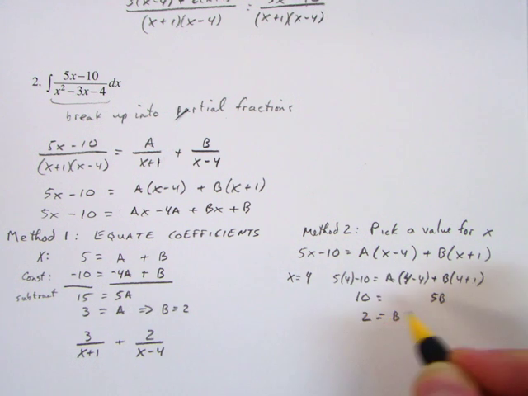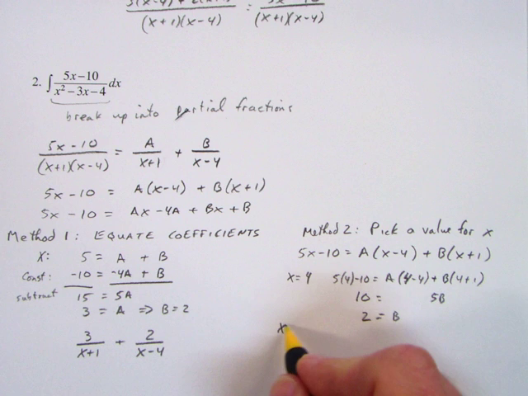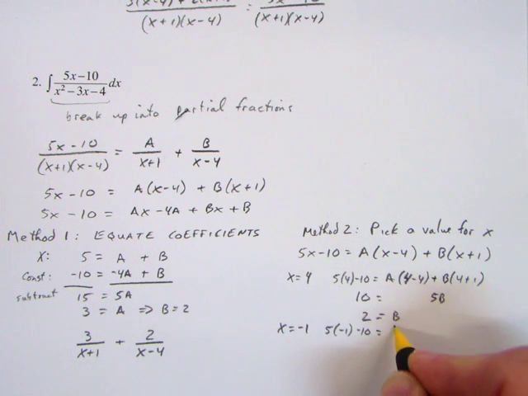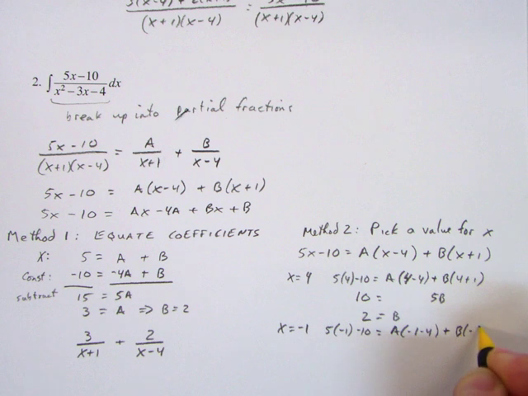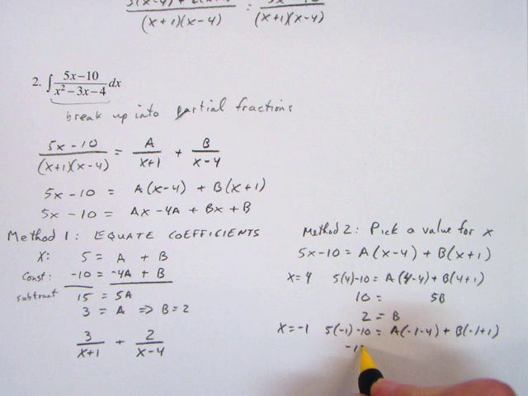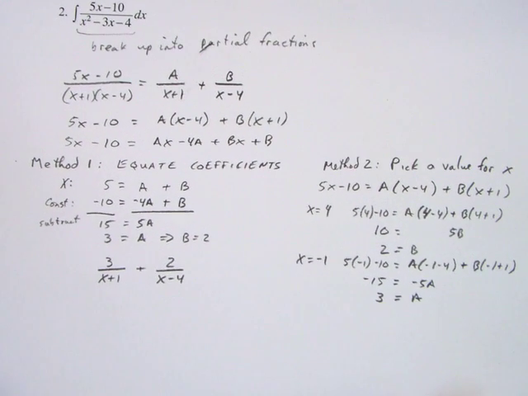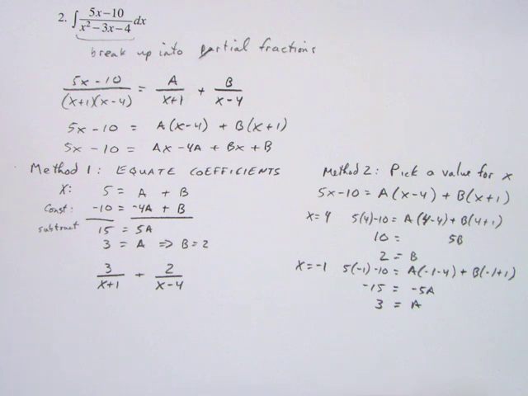b is 2. If we did x equals -1, we get -1 minus 4 plus b times -1 plus 1. So in this one, we'll have -15 equals -5a. a is 3.